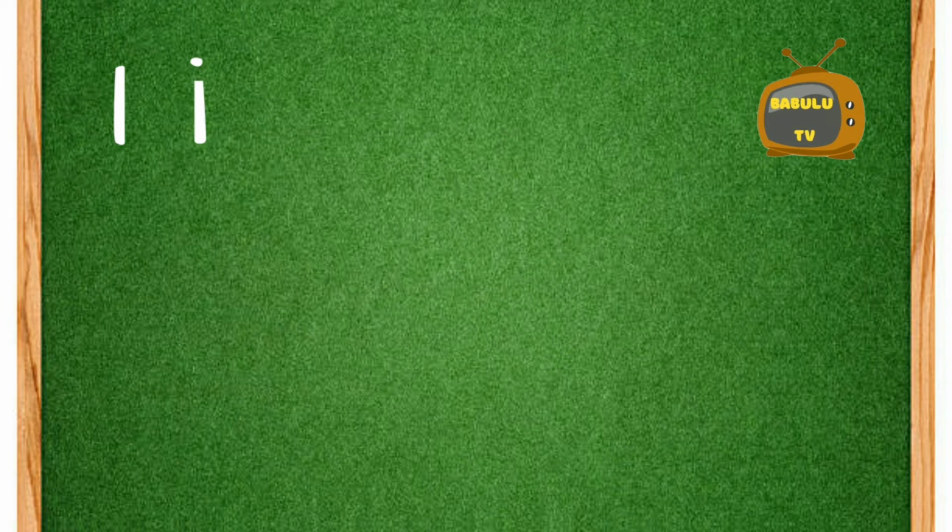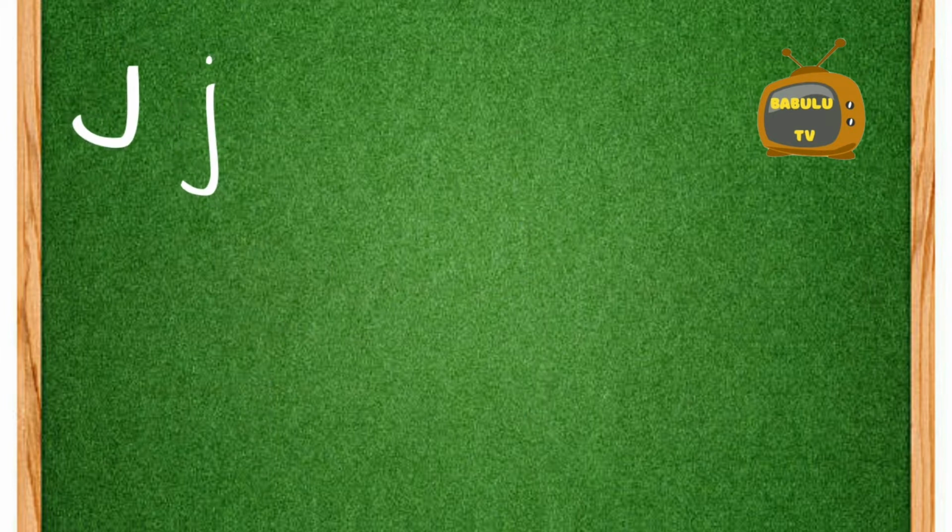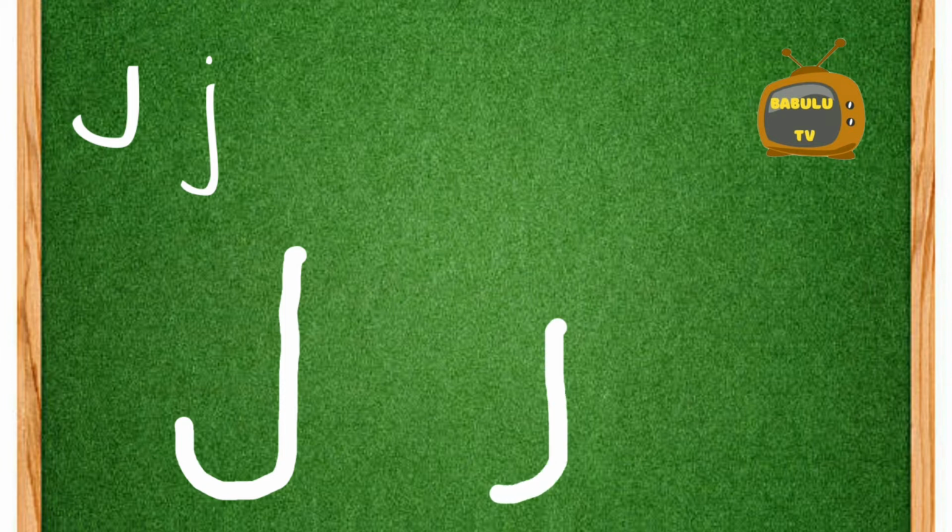Capital and small alphabet I. This is capital I. And this is small I. Capital and small J. This is capital J. And this is small alphabet J.